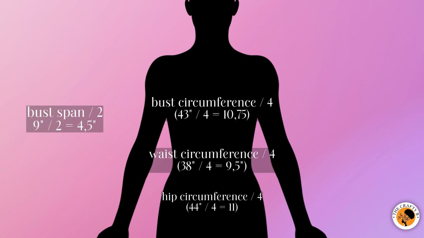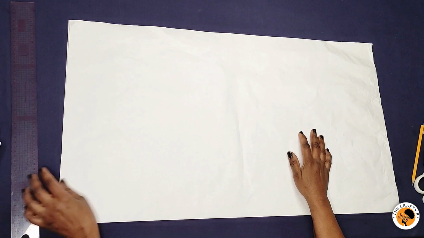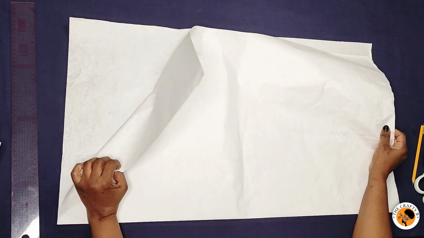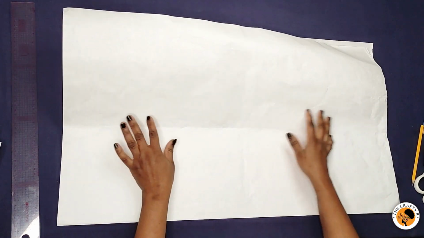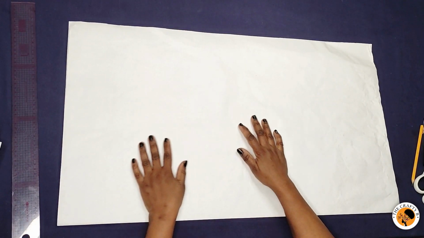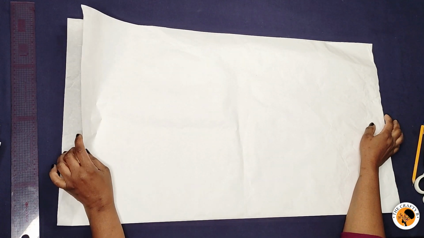So let's get started. So this is my pattern paper. I folded it into 2. And if you want to cut it direct on your fabric, you fold it into 2.